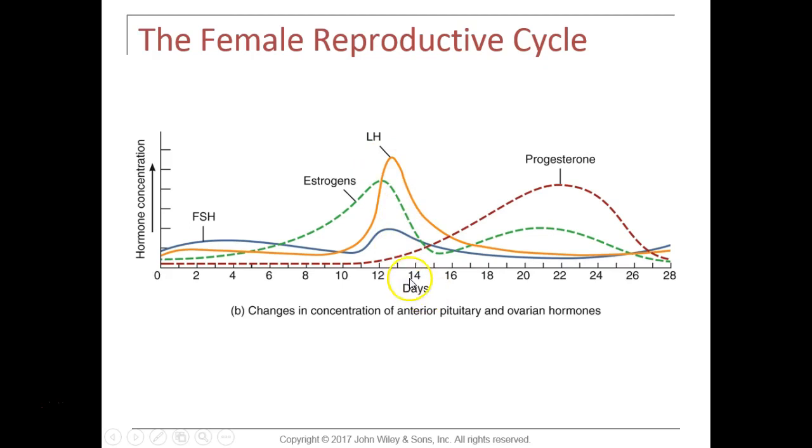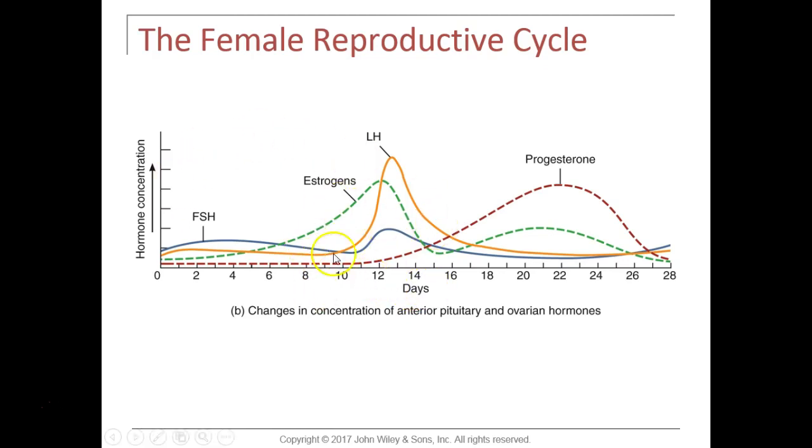And about a day or so before ovulation occurs, around that 14th day, we get what is called the LH spike or the LH surge. So within 24 hours of that LH surge, then ovulation will occur. So ovulation is occurring right around day 14. Once ovulation occurs, the mature follicle that ruptured to release the secondary oocyte then develops into the corpus luteum.